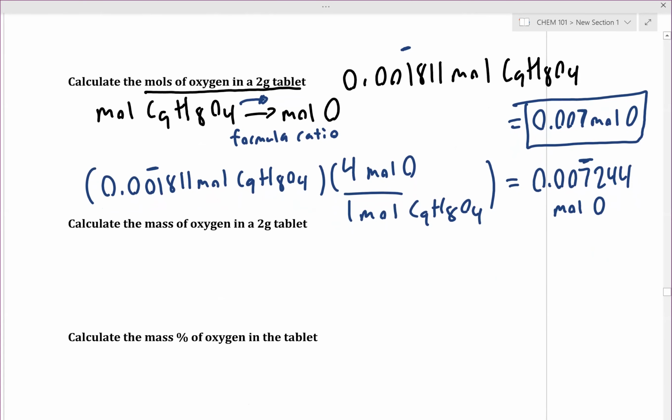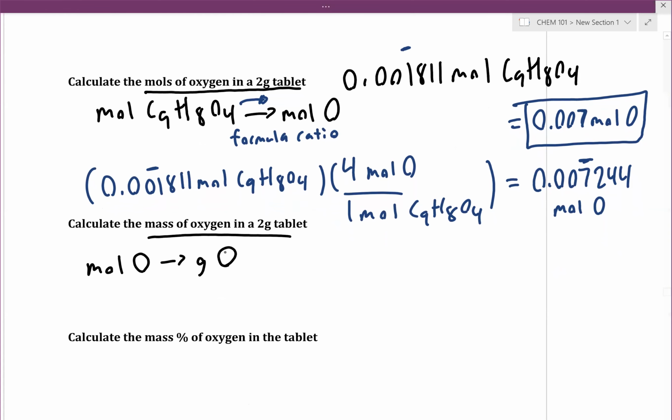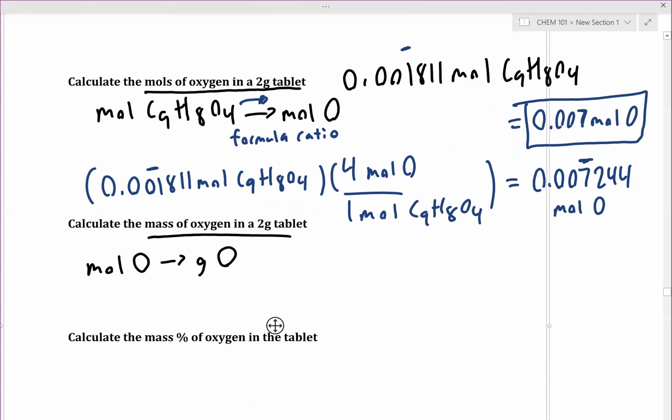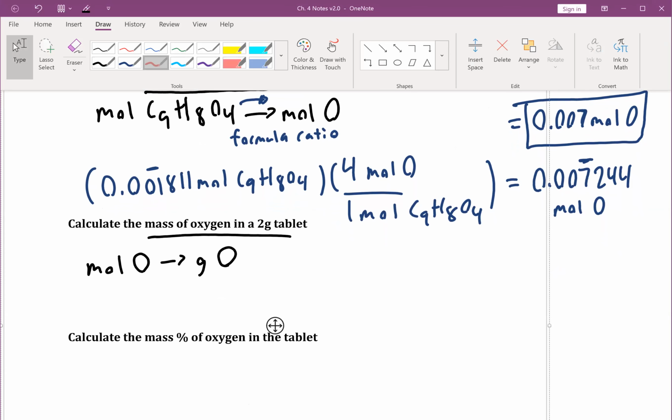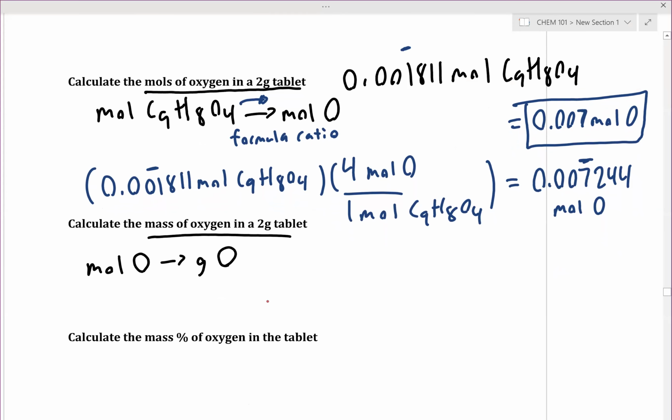We're next asked to calculate the mass of oxygen in a 2-gram tablet. So we're asked to go from the moles of oxygen to the grams of oxygen. And what conversion factor do we use? What conversion factor do we use to go from moles to grams? Molar mass, exactly. In this case, we'll need the molar mass of oxygen. Okay, so we have 0.007244 moles of oxygen.